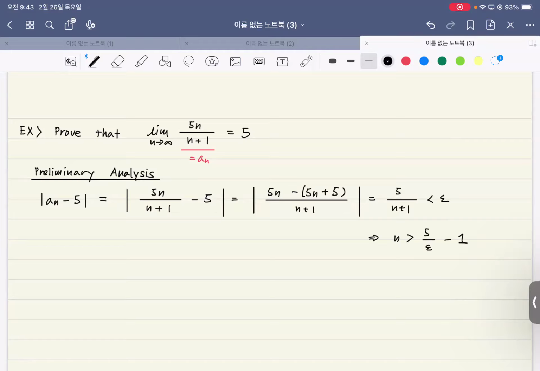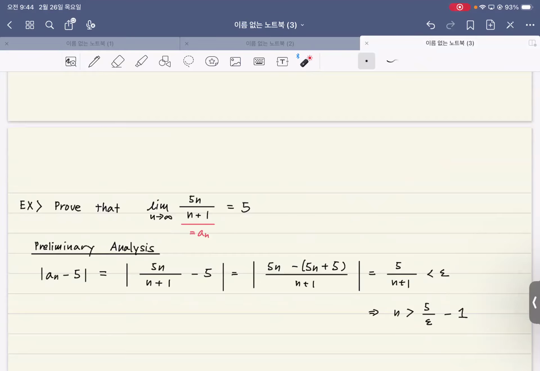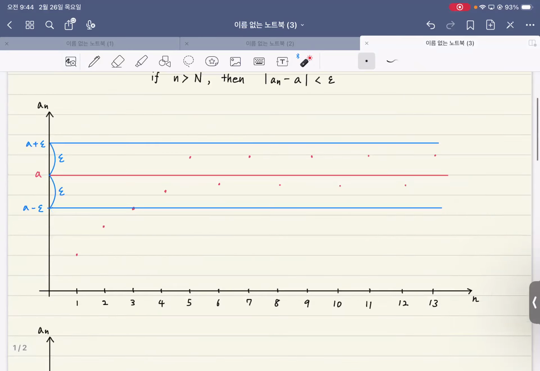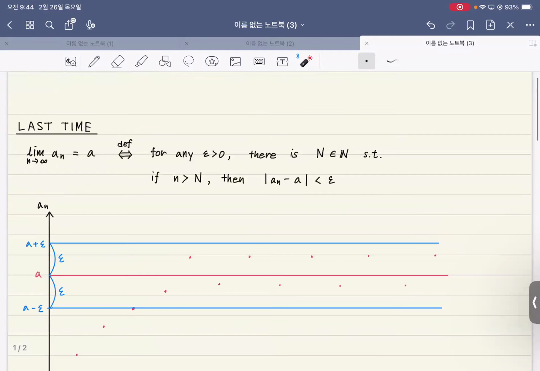Aha. So that means if the index of the term is greater than this number, then this inequality is satisfied, right? Now this gives me an idea. If my index is greater than this number, this inequality is satisfied. That means my N would be an integer greater than this number. If my large N is an integer greater than this number, then I am pretty sure that this inequality is satisfied. Therefore, I can find this N satisfying the condition for this epsilon, right?